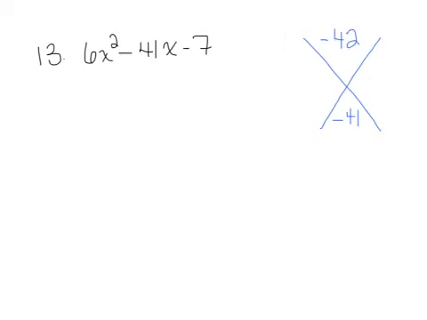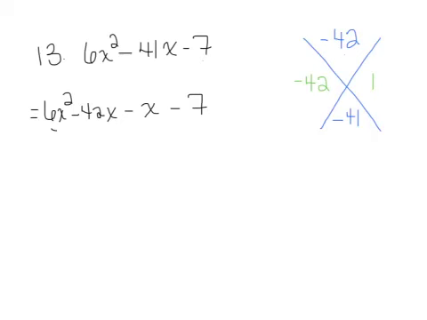For number 13, we're looking at factoring 6x squared minus 41x minus 7. We're looking for factors of negative 42 because 6 times negative 7 gives us negative 42, and they add up to negative 41. So I want one to be positive and one to be negative. So let's do negative 42 and a positive 1. So we're going to rewrite 6x squared minus 41x minus 7 as 6x squared minus 42x plus x minus 7.